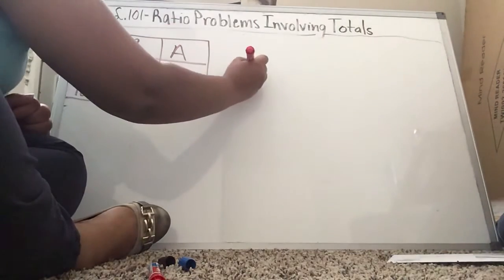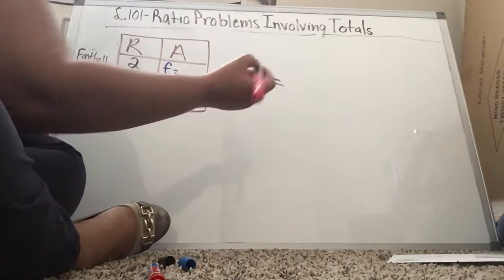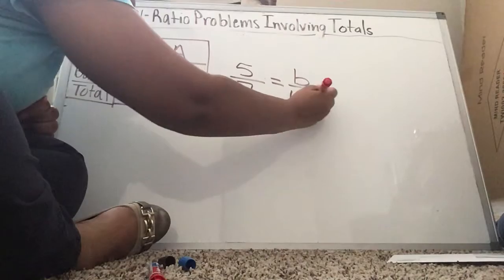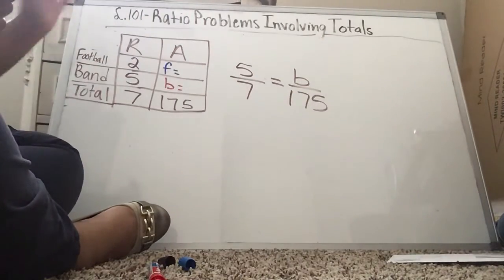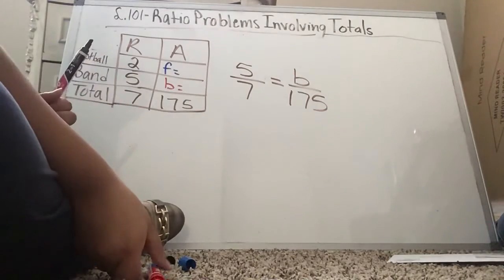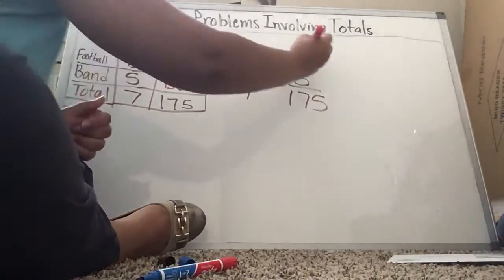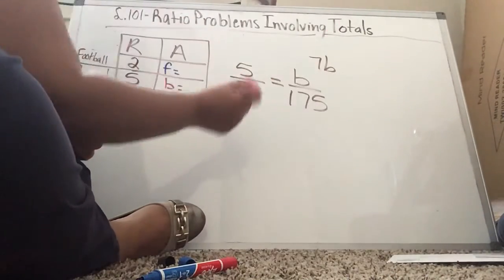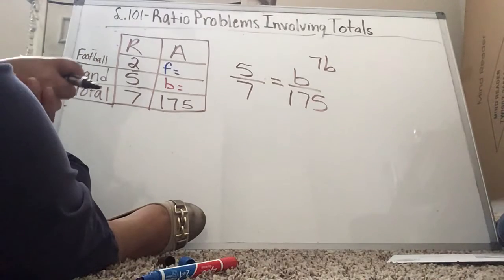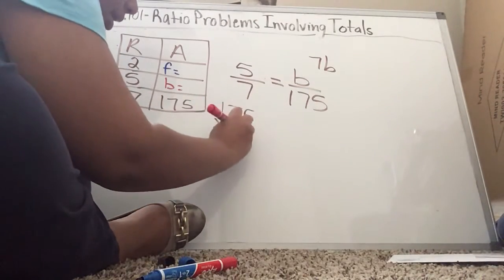So the ratio is 5, and then for a total of 7 people equals the amount of band members we don't know over 175, because that's the total amount of people, the actual amount. And we're just going to go ahead and cross multiply. 7 times B is 7B, and then 5 times 175. Don't know that off the top of my head, so we're going to go ahead and solve that.